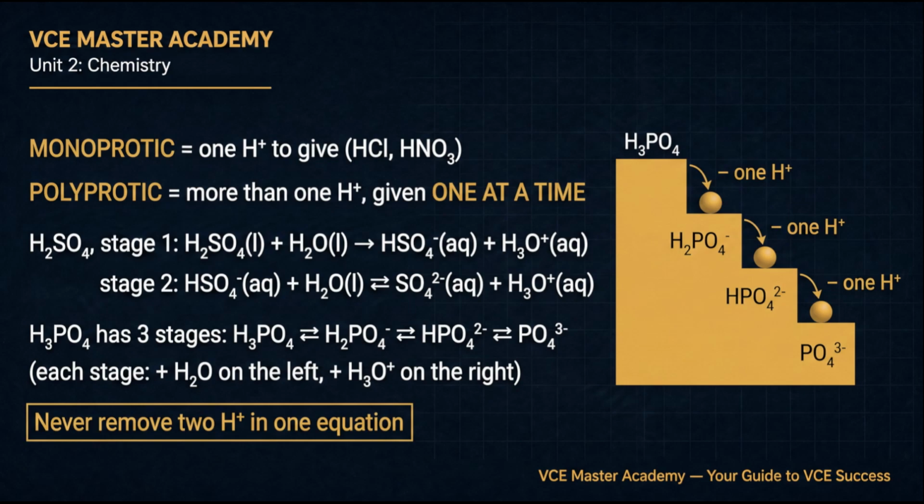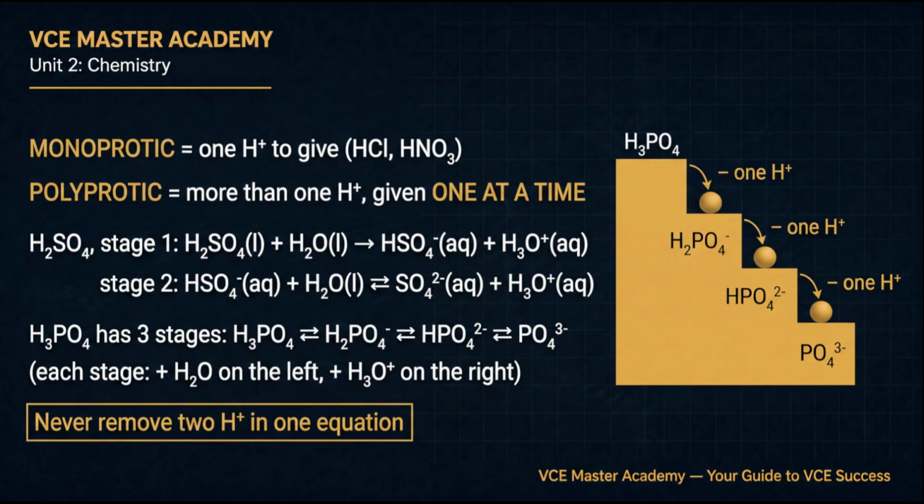Sulfuric acid, H2SO4, has 2. Stage 1, it donates its first proton to water and becomes the hydrogen sulfate ion, HSO4-. This first stage is complete. Every molecule does it, so it gets the single arrow. Stage 2, HSO4- donates its second proton and becomes sulfate, SO4 2-. This stage is only partial, so it gets the double arrow. Notice something nice. HSO4- donates here, but it could also accept a proton back. It's amphiprotic. Everything in this topic connects.